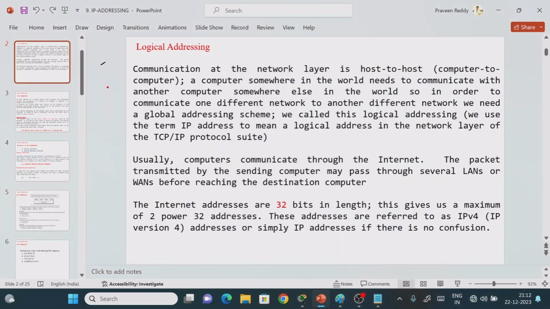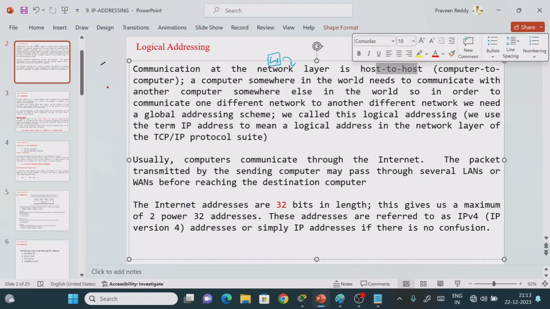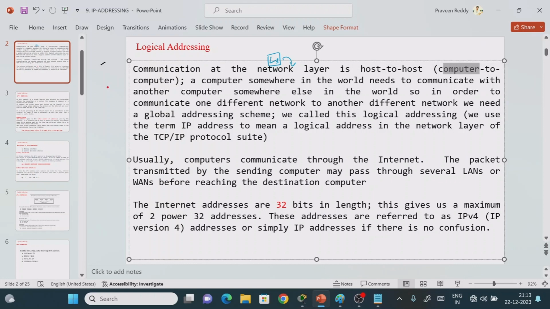So first, if you try to read these statements, communication at the network layer. Network layer means in the OSI model, L3, layer 3, is the network layer, right? Host to host, you can consider as system to system or computer to computer, right? A computer somewhere in the world needs to communicate with another computer somewhere else in the world, right? So we want to communicate from one computer to another computer, right?